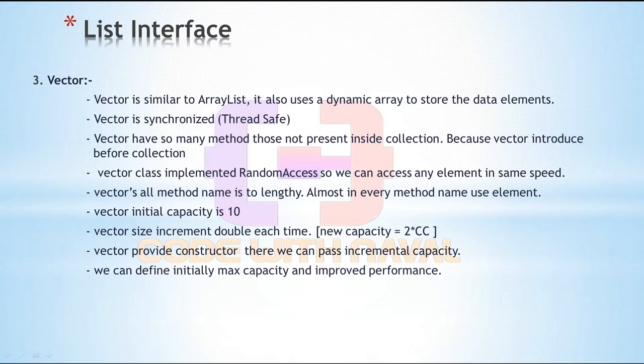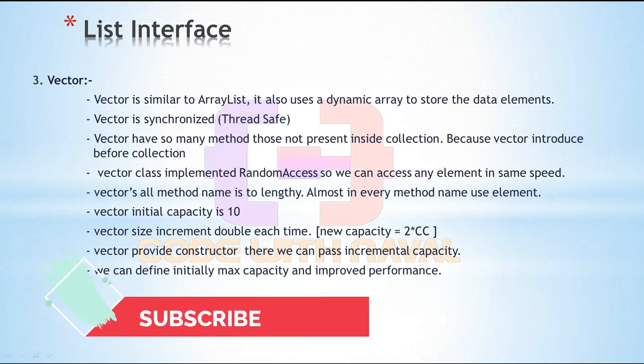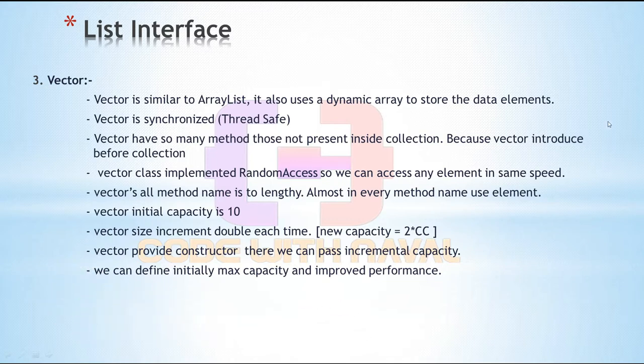It will simply increment by double, whatever the current size is. You can see Vector size increments by double each time, and you can see this formula: new capacity is 2 times the current capacity. 10 into 2 means 20.